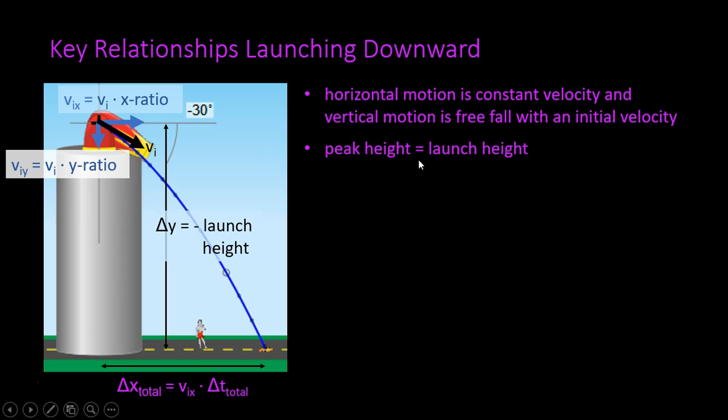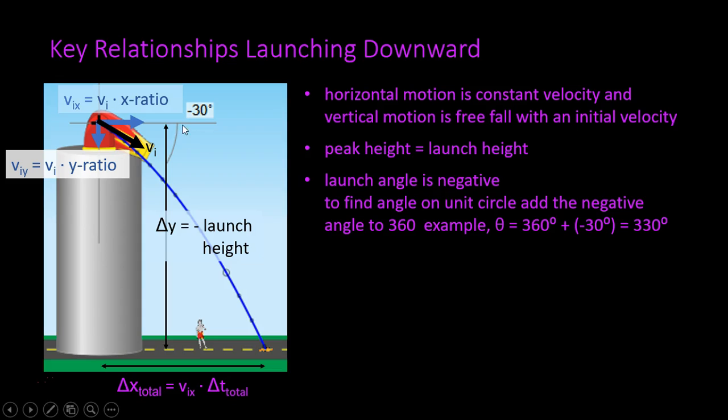The peak height is equal to the launch height because the object never goes up. It's always going down, so the highest point is when it's first launched. The launch angle is negative, in this case negative 30. So to find the angle on the unit circle, you need to add the negative angle to 360 degrees. For example, in this case, theta for the unit circle would be 360 degrees plus negative 30 degrees, or 330 degrees. If you're using trigonometry, you can either use negative 30 degrees or you can use positive 330 degrees.